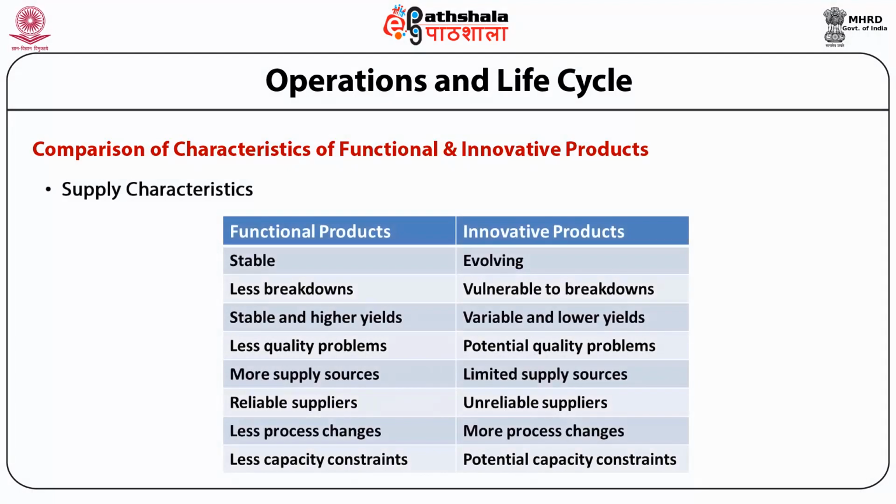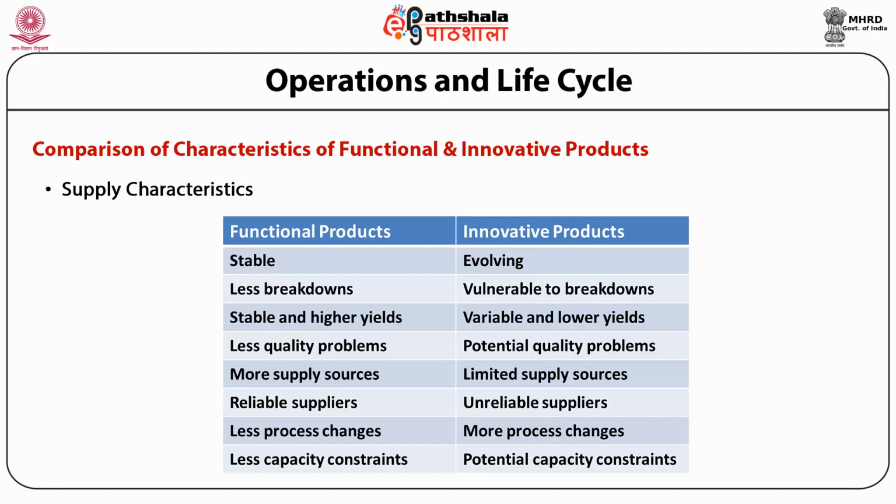Let us explain functional products and innovative products from the perspective of supply characteristics. Functional products are more stable. Innovative products are evolving. Functional products carry fewer breakdowns. Innovative products are vulnerable to breakdowns. Functional products are stable and carry high yield. Innovative products carry variability and low yield. Functional products have fewer quality problems. Innovative products have potential quality problems.